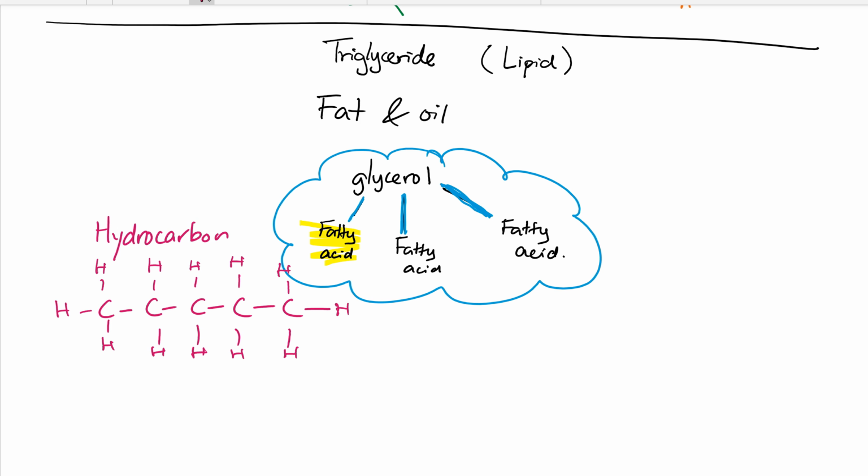So this is what we call a hydrocarbon chain. And fatty acids have a carboxyl group, but that's not the main important point that makes this a fatty acid. Together, 3 fatty acids with 1 glycerol make a triglyceride, which is under the family of lipids, which is a fancy name for fat and oil.